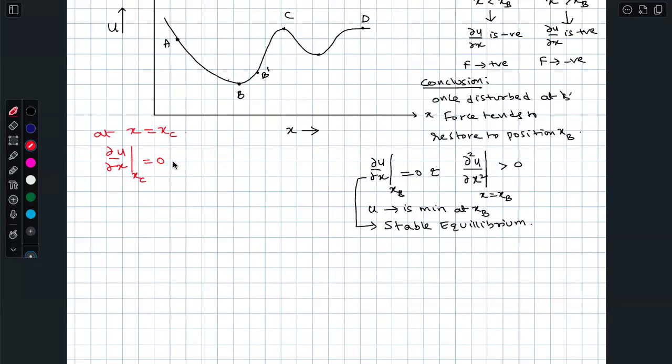Are we here? Any doubts? Next. XC is equal to 0. Clear? Boys?